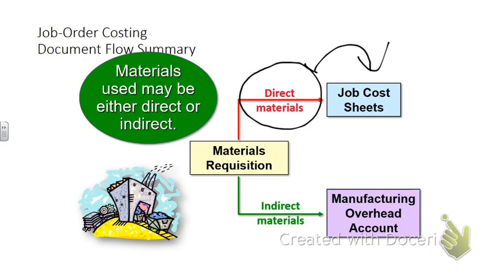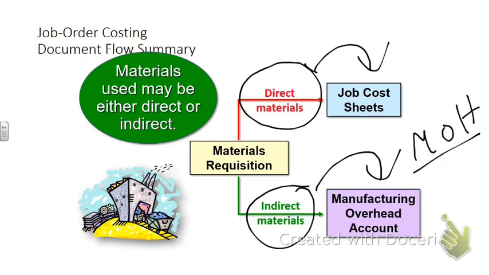And then we're going to have some others that are going to go to indirect materials, and that's going to go into our manufacturing overhead account. So we're going to have a manufacturing overhead account, and it's going to be a T account, and it's going to accept some of our journal entries.